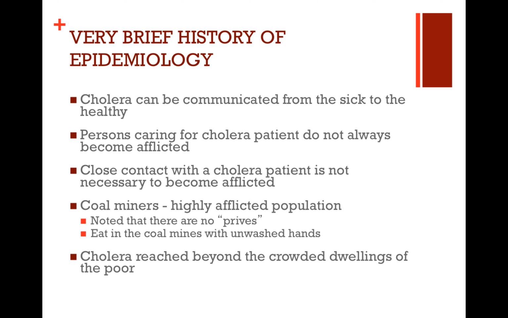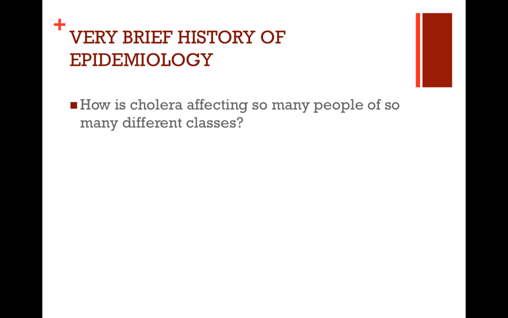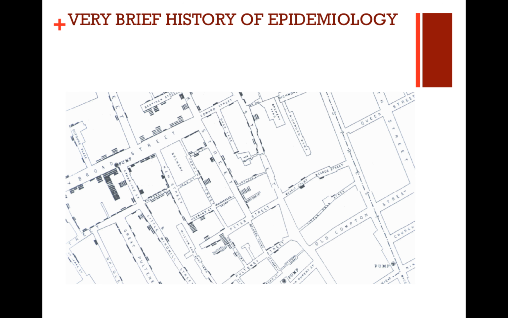And he noted that while cholera seemed to be concentrated in these poorer neighborhoods that were very overcrowded, it could reach beyond them as well. And so he had the question of how is cholera affecting so many different people of so many different classes? His solution was that there must be some sort of common vehicle. He determined that because it was a gastrointestinal disease, cholera causes severe diarrhea, and you typically die from dehydration as a result. And he thought the solution could be water, which is something that was used both for drinking and culinary purposes.